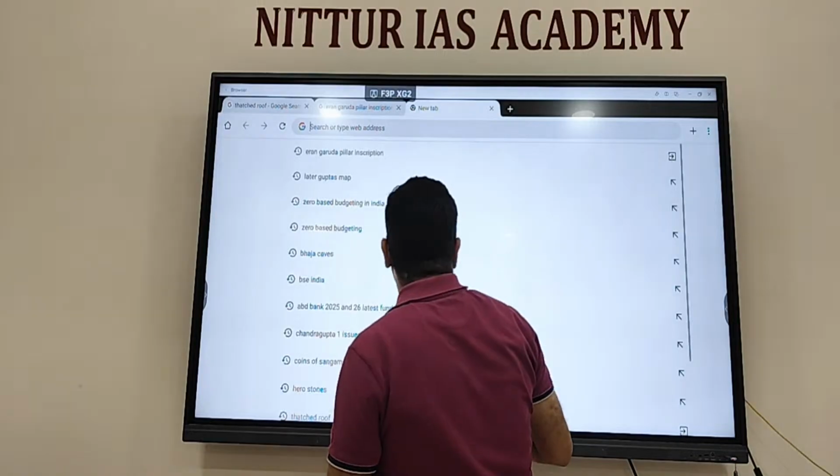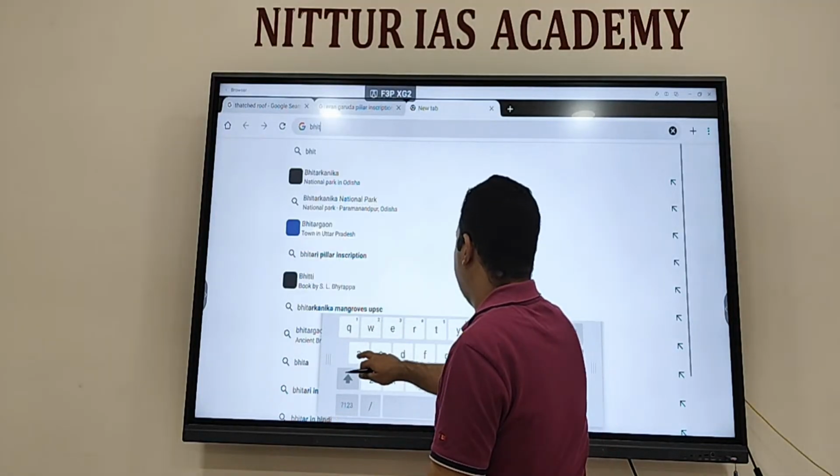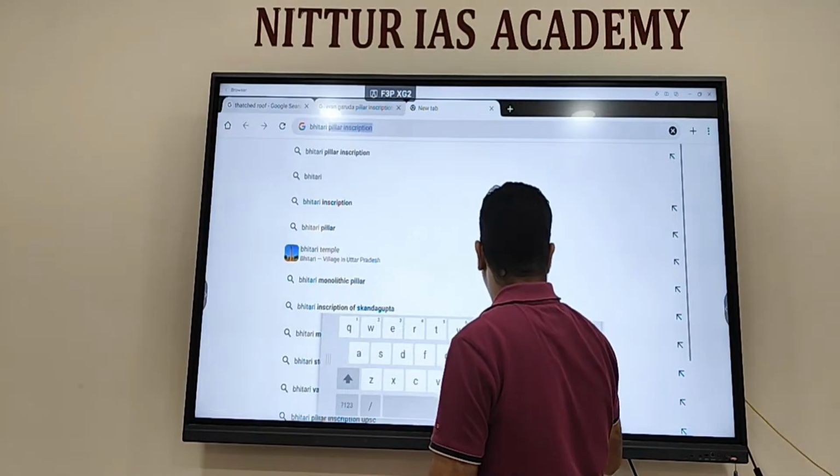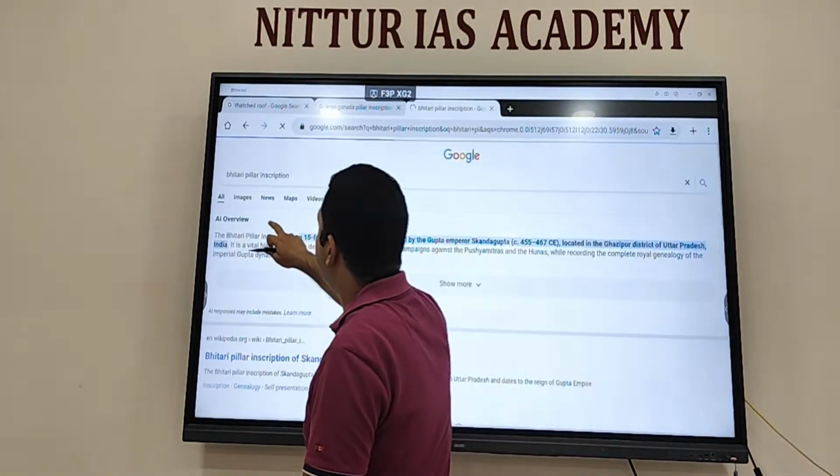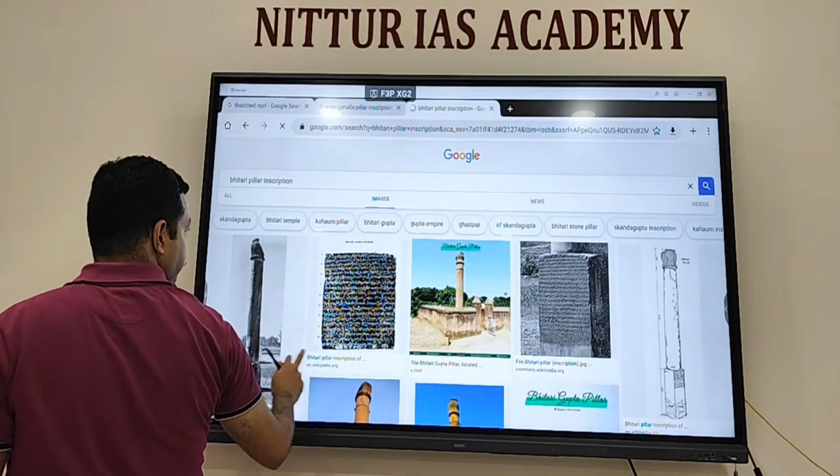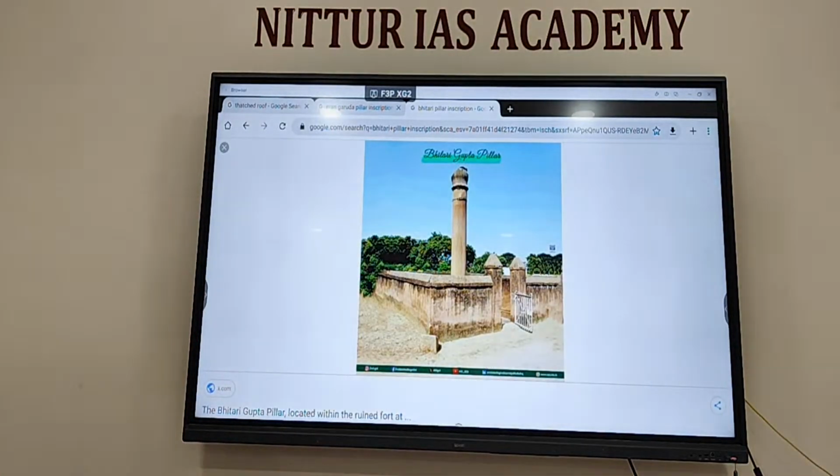Next we read on the Bhitari pillar inscription. This is also in ruins. It is located in Bhitari, in Gazipur district of UP.